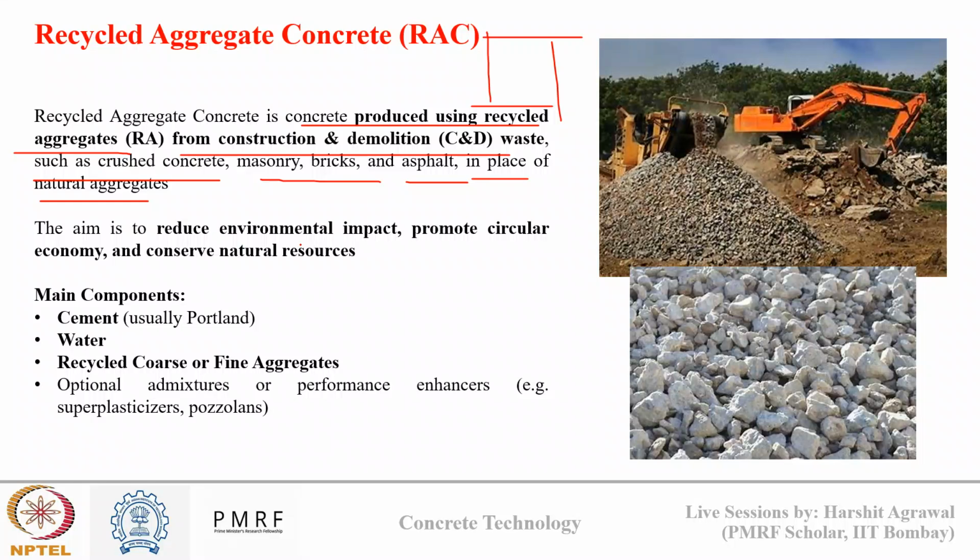The main aim of this concrete is to reduce environmental impact, promote a circular economy, and conserve natural resources. Instead of using natural aggregates, we are using recycled aggregates. We construct a building, and after demolition we use the waste generated from that building to construct a building again. This is the circular economy, and we are reducing the environmental impact and not depleting natural resources. The main components of recycled aggregate concrete are cement, water, recycled coarse or fine aggregates that you can see here, and admixtures or performance enhancers as per the required durability, strength, or workability.